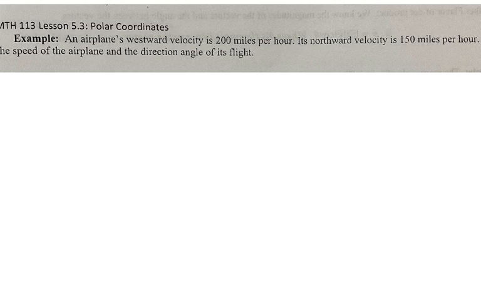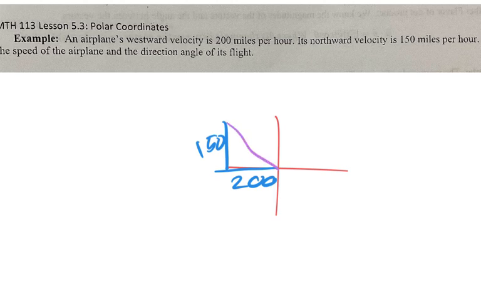An airplane's westward velocity. Okay, which way's west? This way. It's actually that way. Yeah, but on our two-dimensional plane, this way's going to be west. So an airplane travels with westward velocity of 200 miles an hour. So in this direction, it's going 200. Its northward velocity is 150 miles per hour, and just going northwards at 150. What's the speed of the airplane?